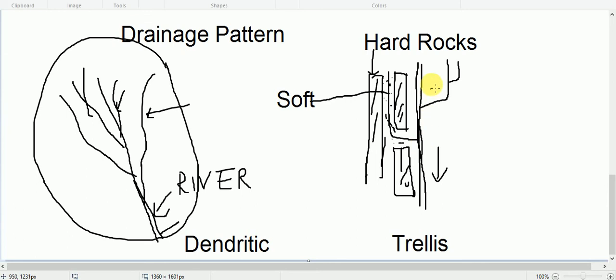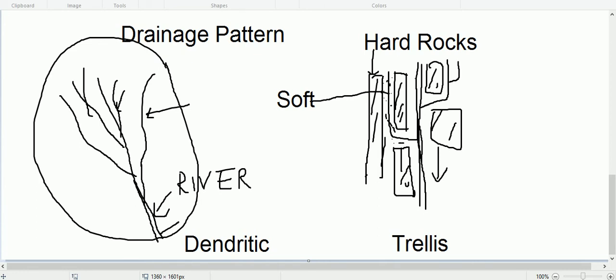And likewise here also, this area is covered by hard rock, and this area is covered by hard rock. In between the hard rocks we have soft rocks. That means the surface is covered with alternate veins of hard and soft rock. First hard rock, then soft rock, then hard rock, then soft rock. And so in the areas where the rock is soft, the river is flowing. That pattern is called the trellis pattern.